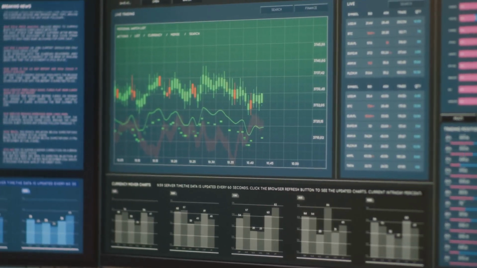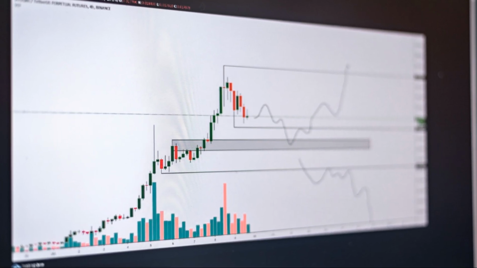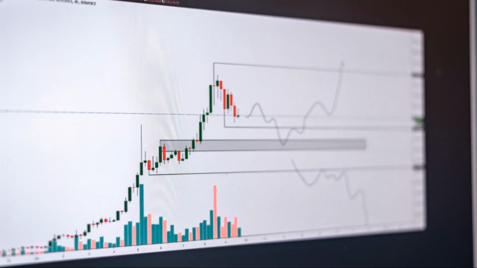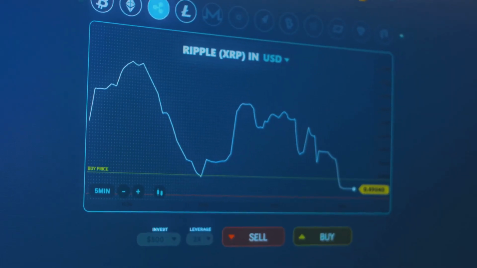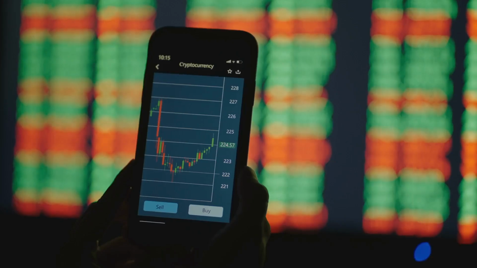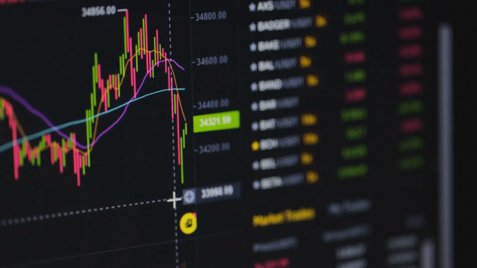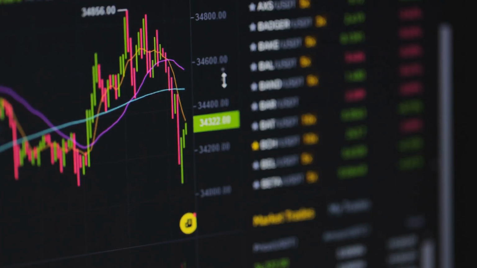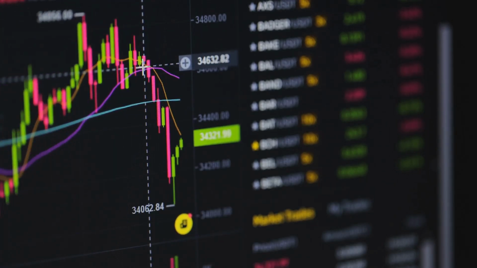Next is RSI, or Relative Strength Index. It tells you if a coin is overbought, too many buyers, or oversold, too many sellers. RSI values above 70 suggest a pullback is coming, below 30 hints at a possible bounce. Then we have MACD, Moving Average Convergence Divergence. It's a momentum indicator that shows when trends are gaining or losing steam, especially helpful for spotting early trend shifts.